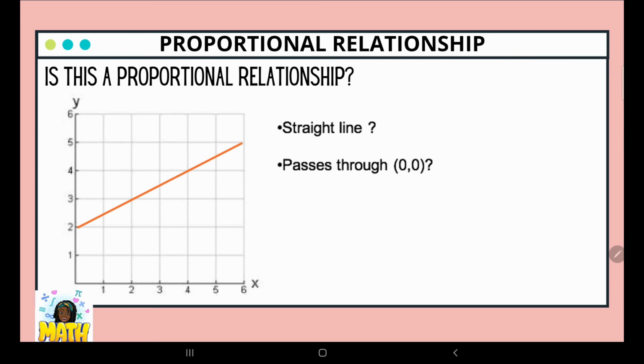Now this graph looks similar to the second graph that we made. Now let's see, is it a straight line? Yes, it is. Does it pass through the origin of 0, 0? No, it does not. If you notice, the origin is down here, and where it crosses over the y-axis is actually at the point 0, 2. Therefore, this is not a proportional relationship.